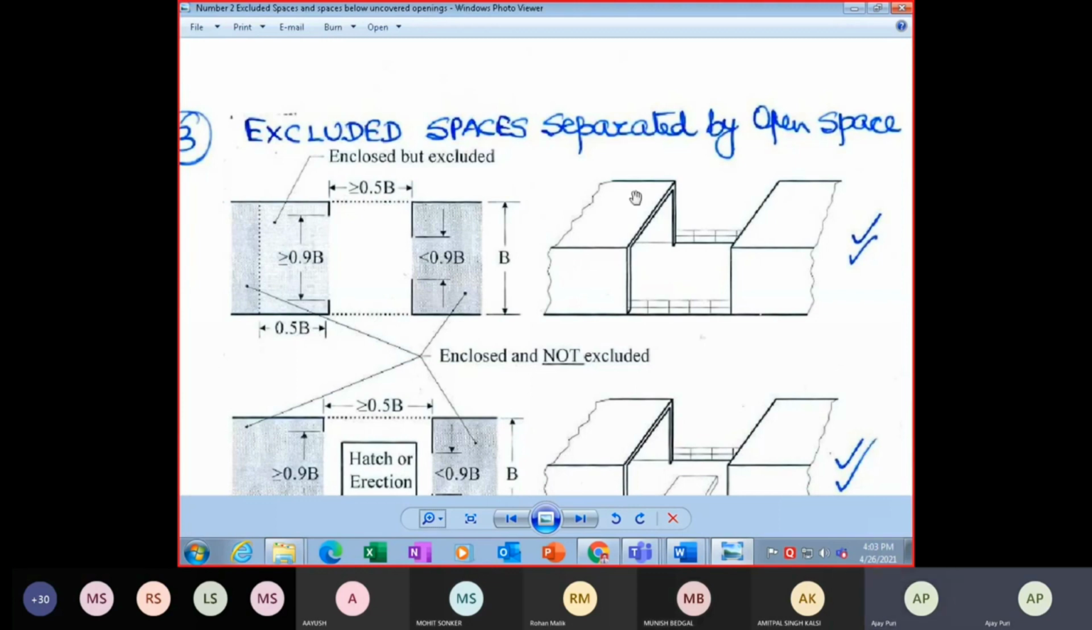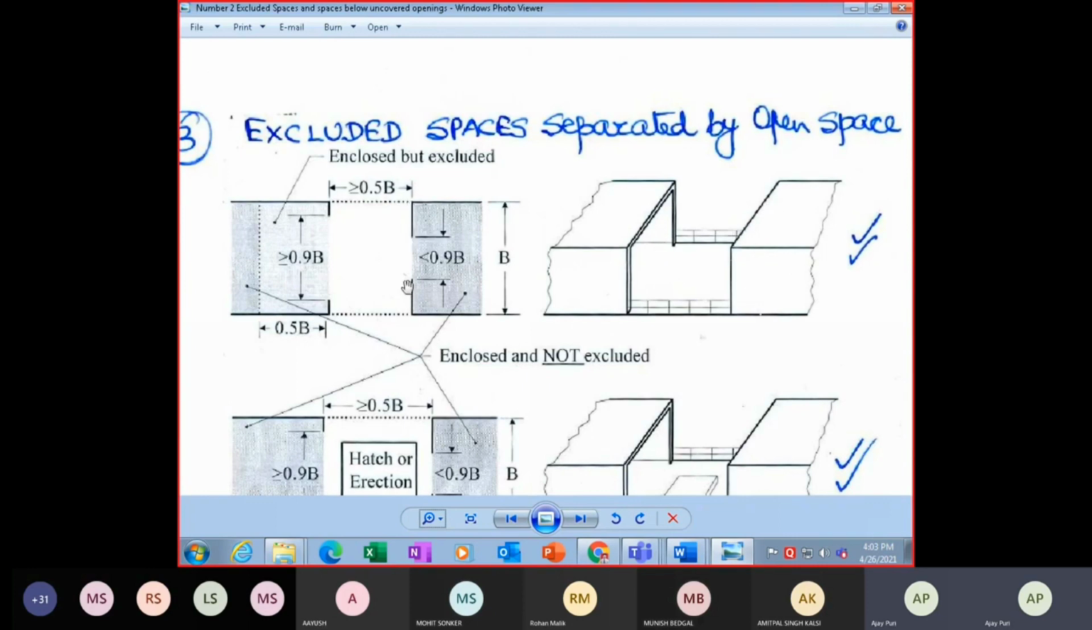This distance between these two openings is greater than b by 2. And the distance between these 2 points, because certain area is covering. So you are making a line here, certain area is covering. This is greater than 0.9b. So from this point till this edge is greater than 0.9b. In this area, the covering is more.